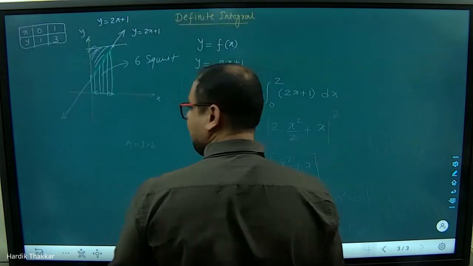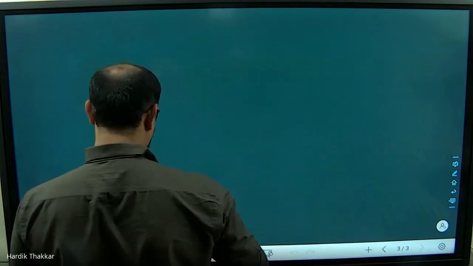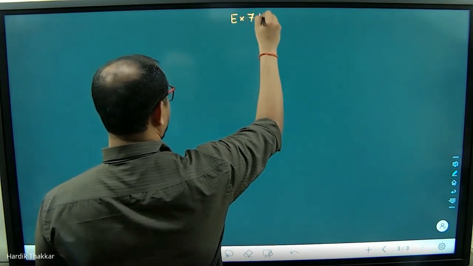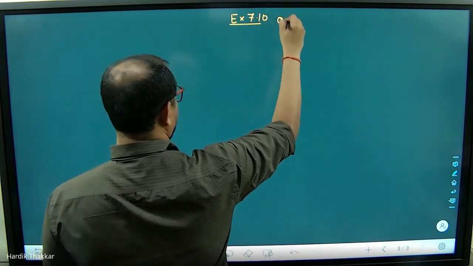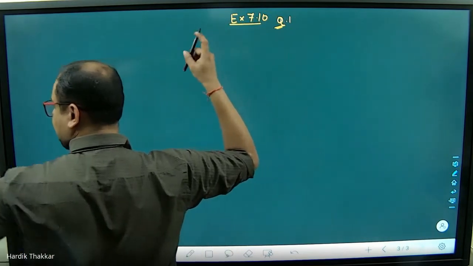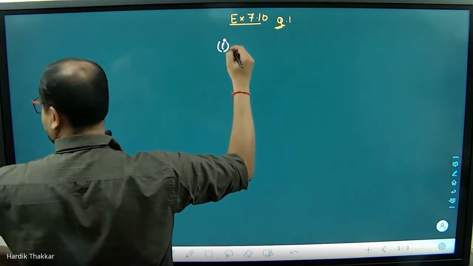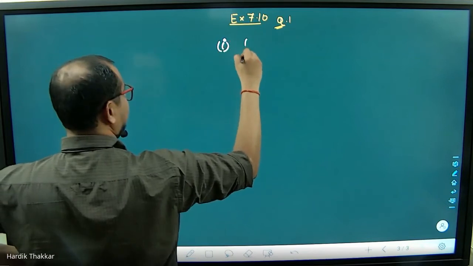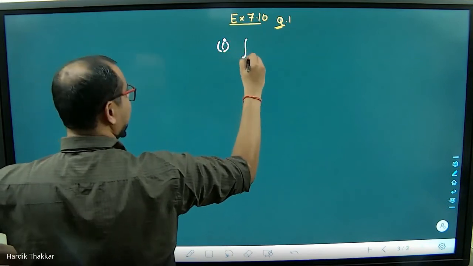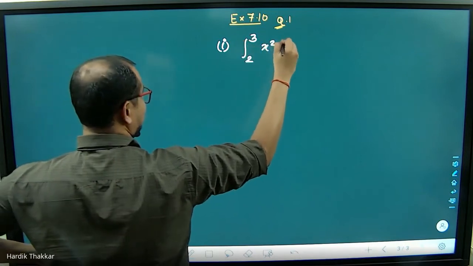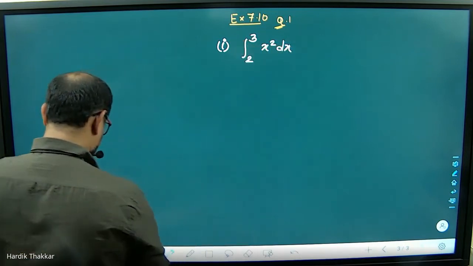चलो स्टार्ट करते. एक्सरसाइज 7.10, question number 1. So first part of first question is integration 2 to 3 of x square dx. तो आपको ये डेफिनेट इंटीग्रल फाइंड आउट करना है.